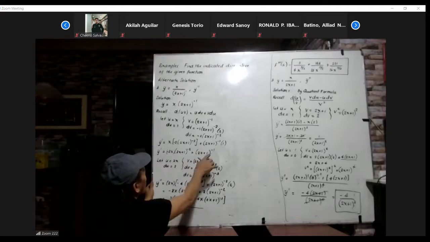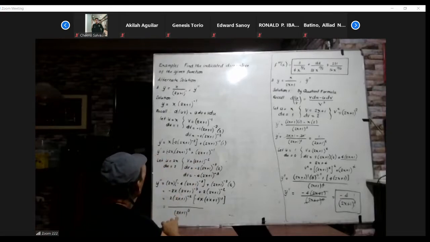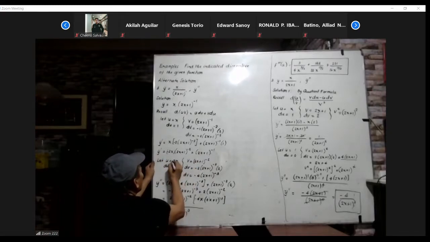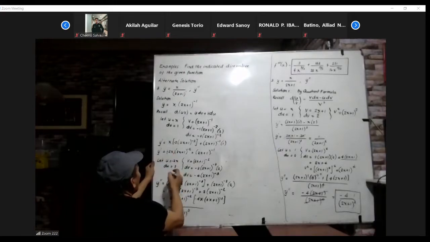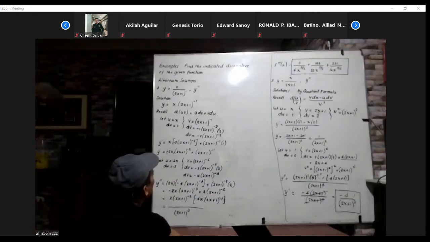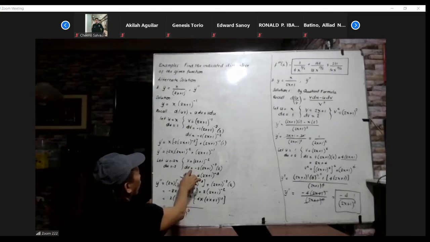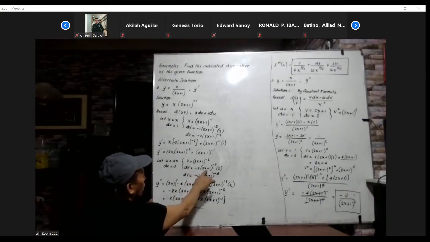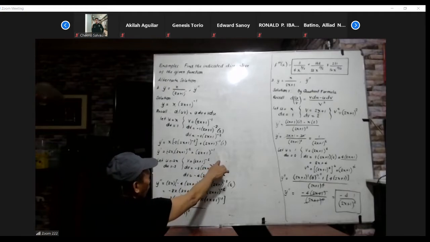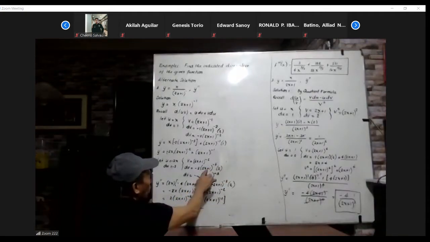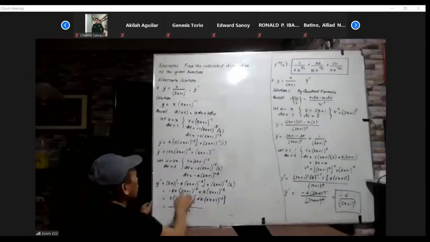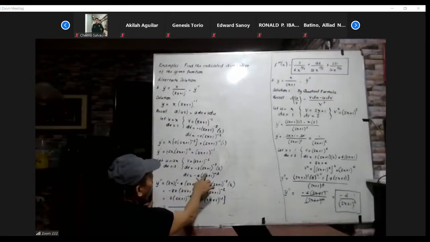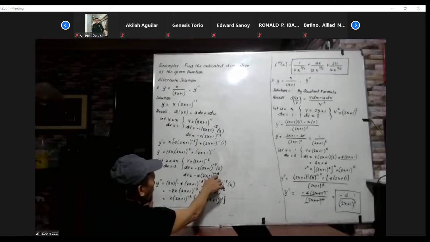And this one is okay. Ngayon, ang u natin is negative 2x. Yan. Derivative of negative 2x is equal to negative 2. Yon. So, ang b natin is 2x plus 1 raised to negative 2. Therefore, ang db natin is negative 2 times the quantity of 2x plus 1 raised to negative 3. Derivative of 2x plus 1 equals 2. Okay? So, negative 4 times 2x plus 1 raised to negative 3.